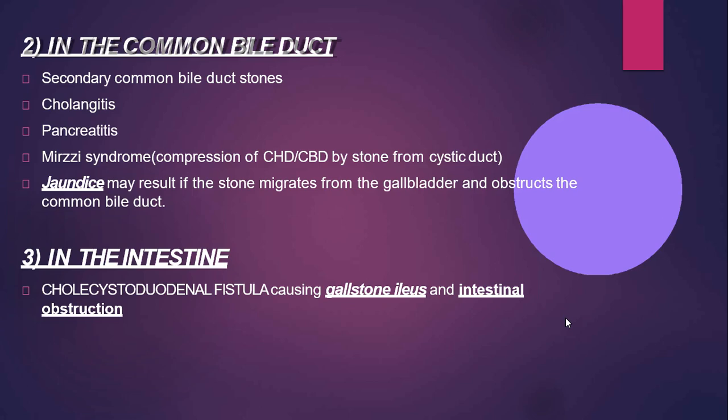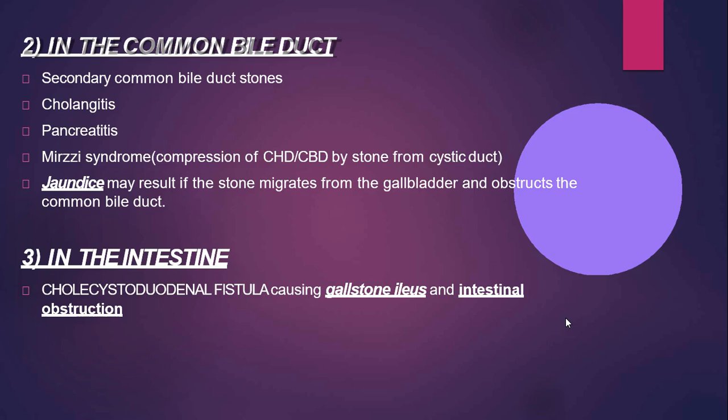Now, when there is a big stone, it will stay in the gallbladder because of the sphincteric mechanism at Hartmann's pouch and the neck of the gallbladder. But when there are small stones and multiple stones, they may come into the common bile duct. So the common bile duct usually has secondary stones. It means primary formation of stones in the common bile duct is rare, but they come from the gallbladder and cause cholangitis, pancreatitis, Mirizzi's syndrome.